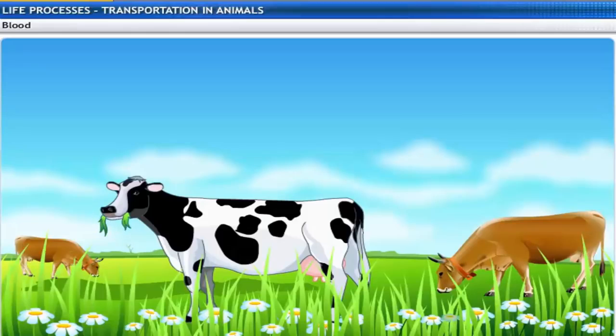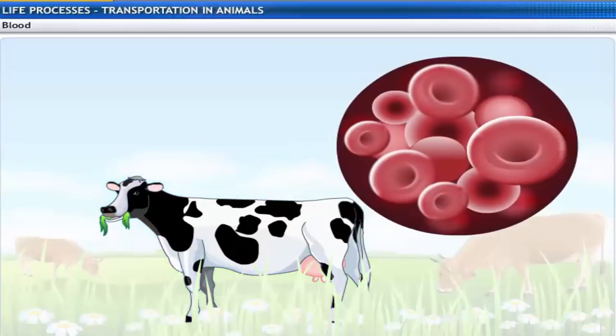The normal range of hemoglobin is not the same for all animals. In cattle, for example, the range of hemoglobin is between 8 and 19%, which is quite different from that of human beings.